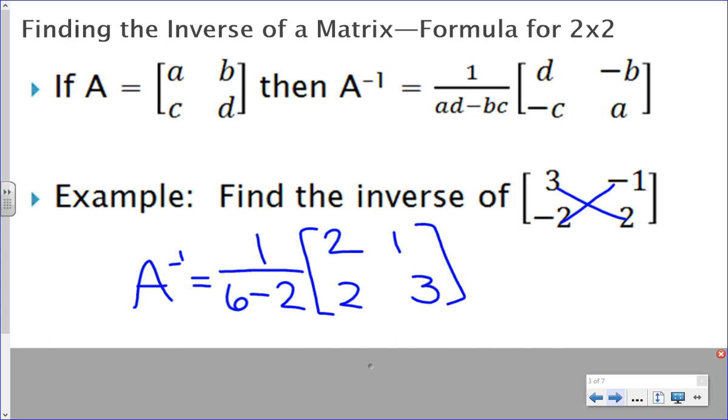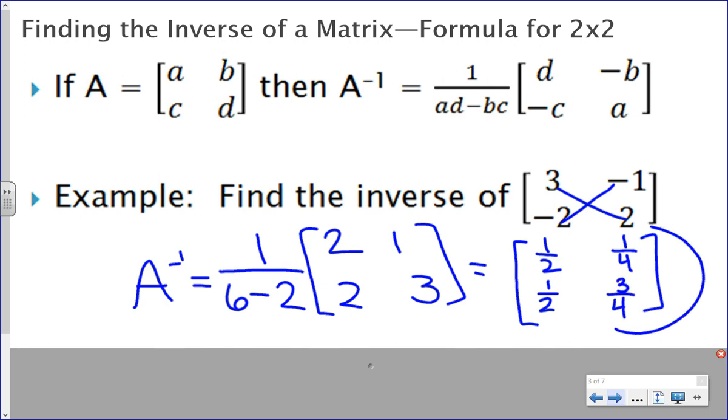1/4. So we have 1/4 we need to multiply through. 1/4 times 2 is, 1/4 times 1, 1/4 times 2, and 1/4 times 3. Here is our inverse.